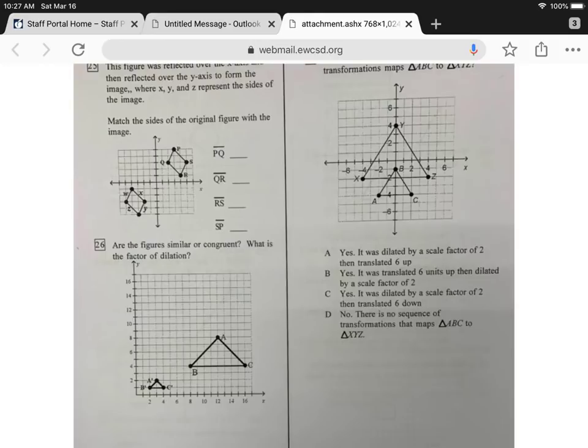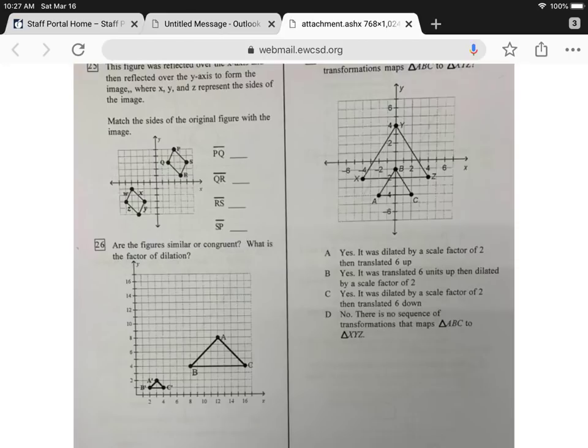So we're going to go first to this one, figure number 25. The figure is reflected over the x-axis, then reflected over the y-axis to form the image, where x, y, and z represent the sides of the image. Match the sides of the original figure with the image. So this is kind of interesting. It said it was reflected over the x-axis.